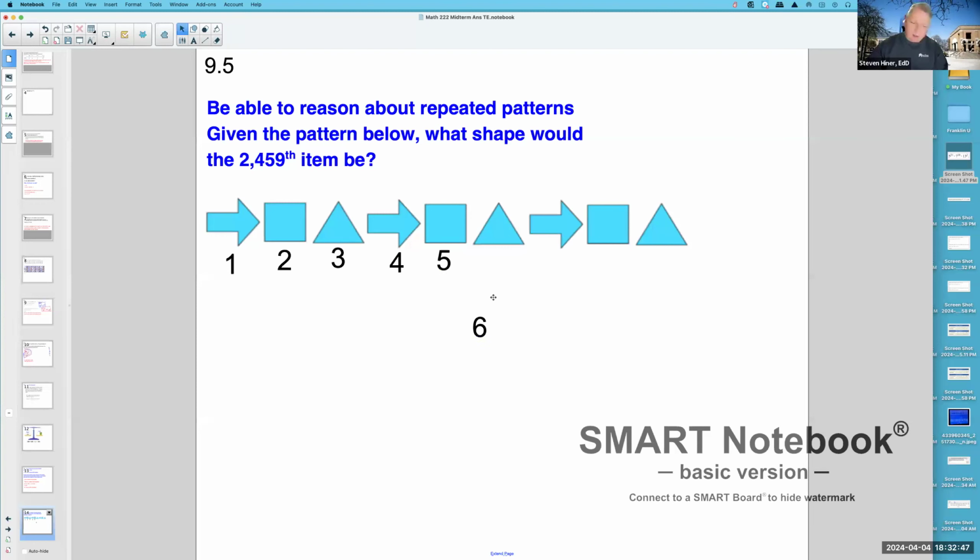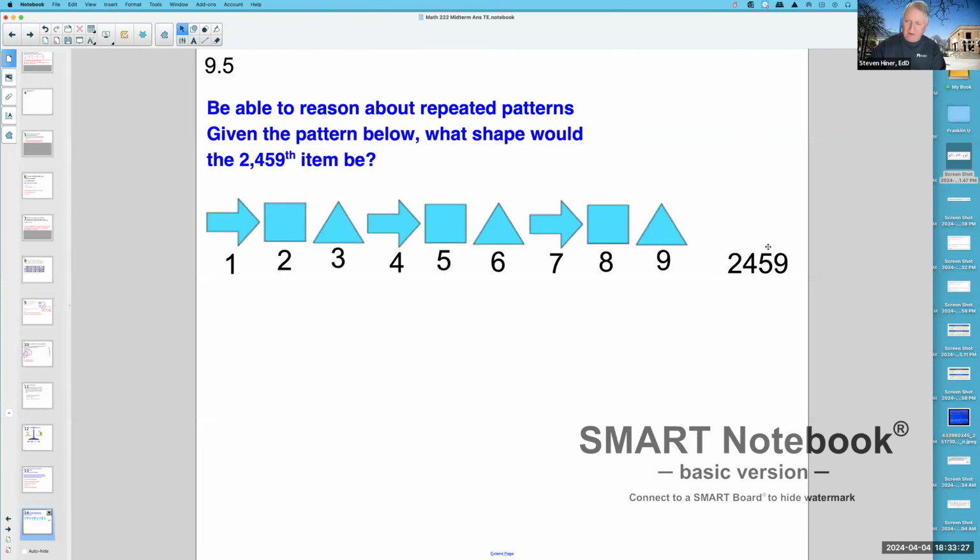And so on. Might as well finish this up real quick here, just to be picky. So 3 is the size of my repeating pattern, which is why the triangle is a multiple of 3, right? 1, 2, 3, 4, 5, 6, 7, 8, 9. If I count all the way to 2,459, alternating between the arrow and the square and the triangle, I want to know where I end up. What shape do I have at 2,459? That number is too big to fit on my smartboard.